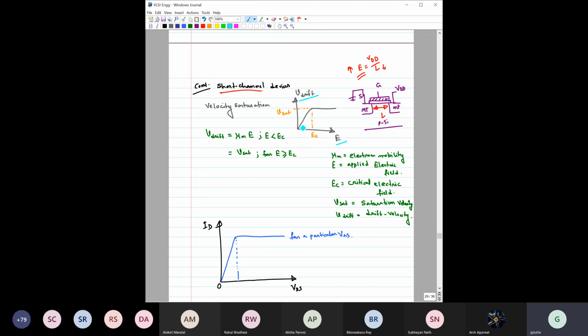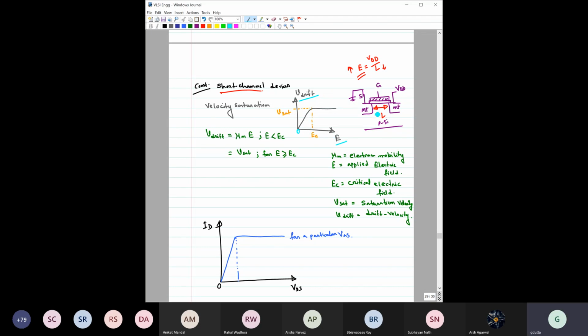You know that. So the electric field, starting from here, goes up to EC, right? Till then the drift velocity will increase linearly with a change in electric field, right? After that, whenever you cross this EC, the drift velocity becomes constant at a value of Vsat. So if you increase it further, it is not increasing, right?